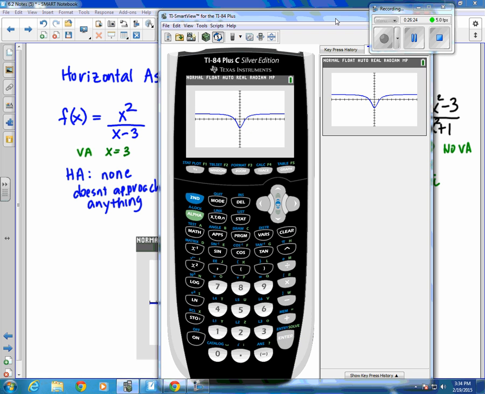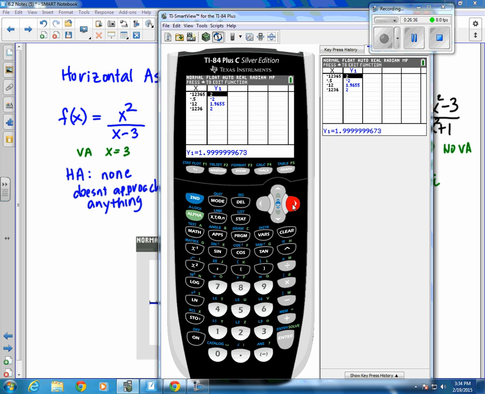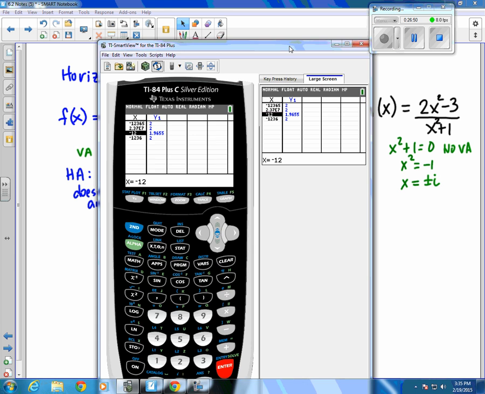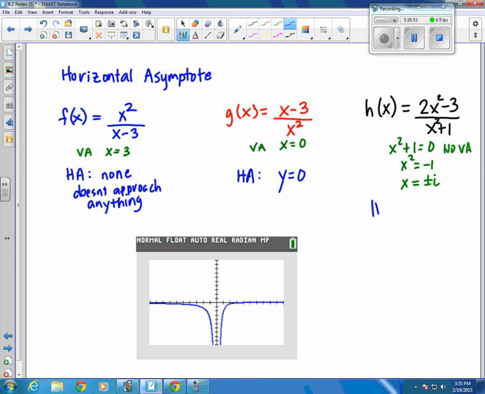Where does it look like it is? Remember, we're looking at the ends here, so could we go back to our table and look at the big and small values? Oh, it looks like it's pretty close to 2. Yeah, pretty close to 2. Let me use an equally big number here. Yep, 2. Look good? All right, so this one has a horizontal asymptote at y equals 2. Now what we're trying to do is make a connection between the equation and its asymptote.